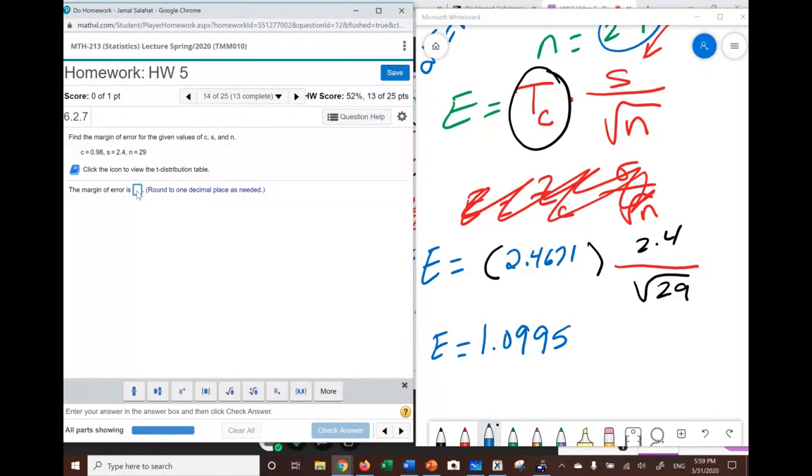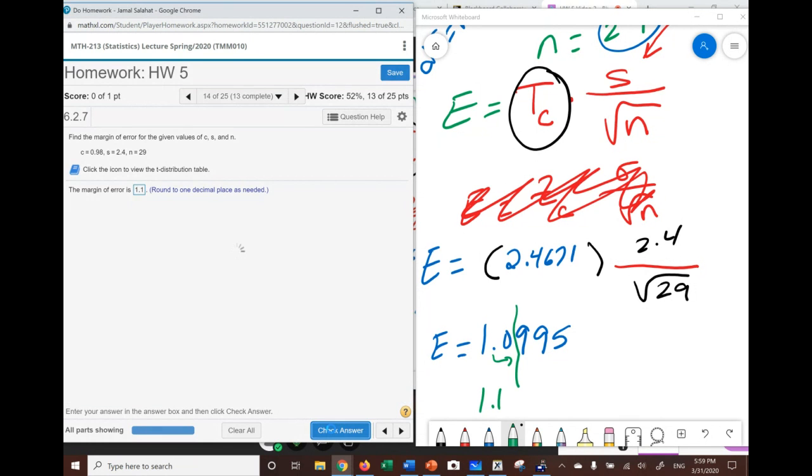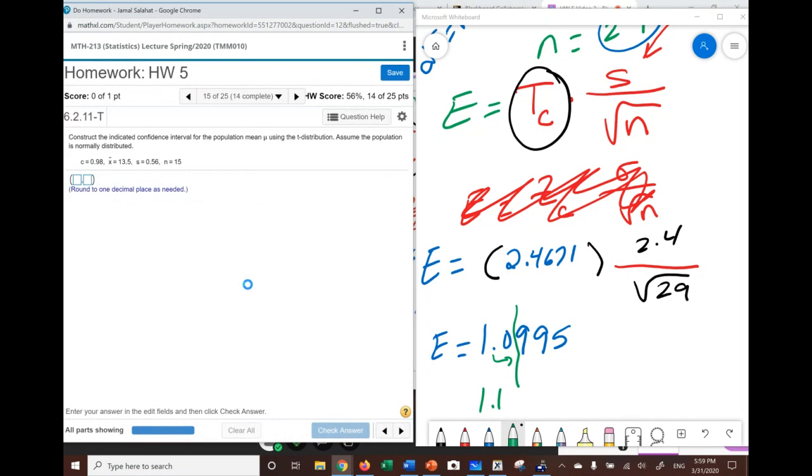In this case, we need to round to 1 decimal place. So it's going to be 1.1. Remember, with 1 decimal place, you start counting after the dot, 1 place. So it's going to be 1.1. So when we get 1.1 and we check the answer, it's going to be a good answer.